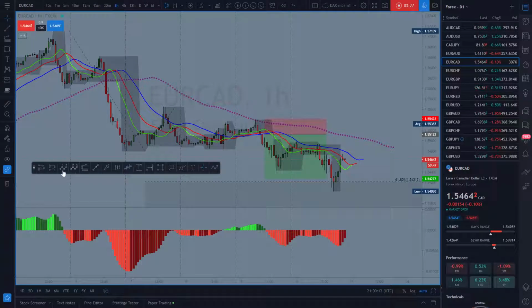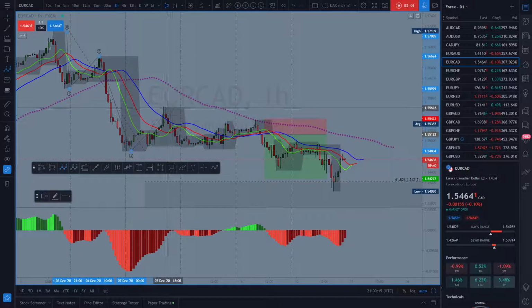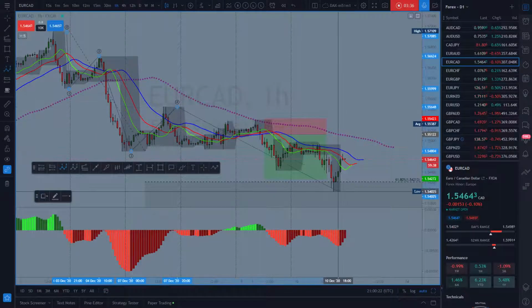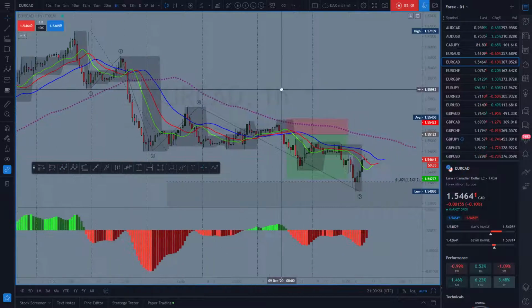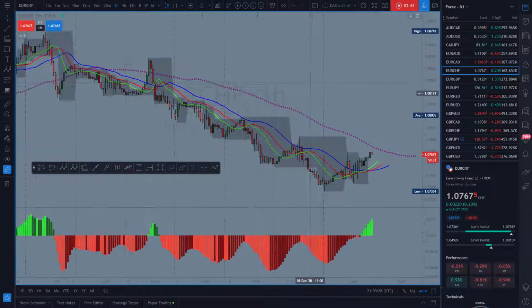Okay, let me do some quick Elliott wave count on this. 1, 2, 3. This is the high of 4, and that's your 5. Okay, that's the quick 10-second Elliott wave. I'll do it on all the pairs.